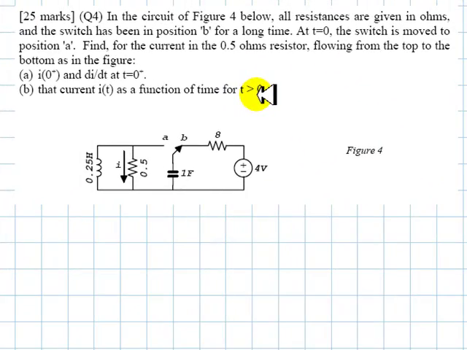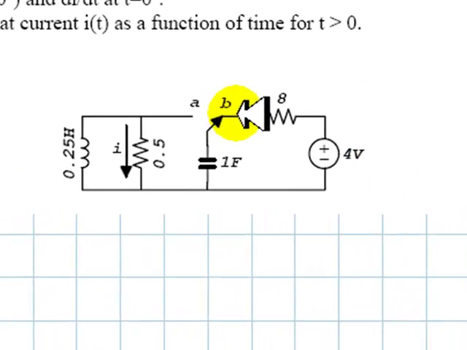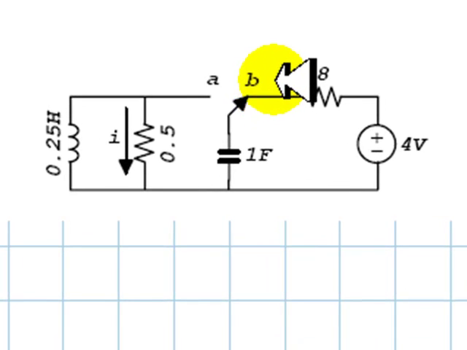This is a second-order circuit exercise. In the circuit in figure 4 below, all resistances are given in ohms. The switch, this one, has been in position B for a very long time, so it's in steady state. The source is DC, it is in DC steady state. At t equals 0, the switch is moved from B to A.